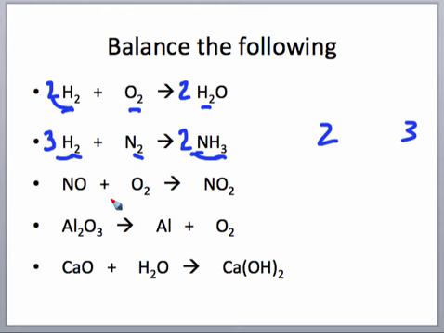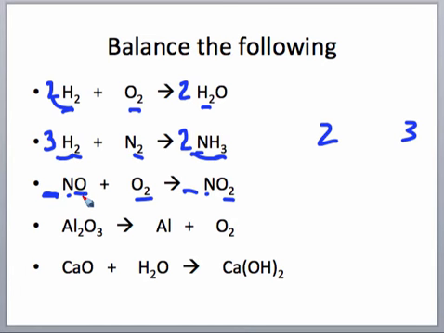Okay, the next one here, this is actually pretty tricky because you have 1 and 2 oxygens, so we have a total of 3 oxygens. And then over here you have a total of 2. So we have to do something to one of these sides so they're equal. The problem is, no matter what I put in front of that compound, I have to put in front of that compound also because my nitrogens have to balance.